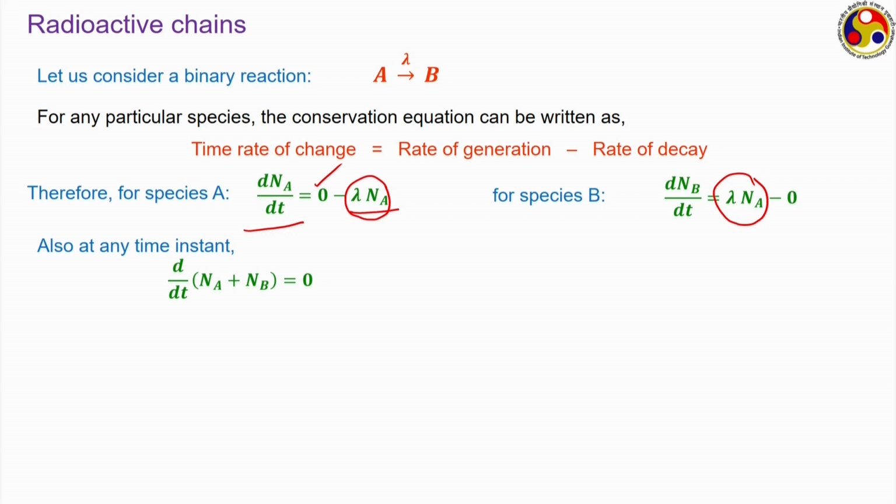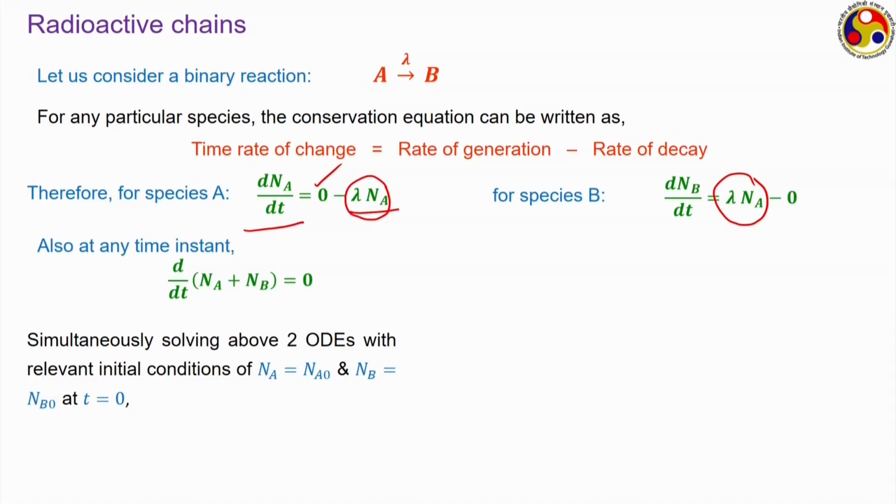And also at any time instant we can say that the time rate of change of the total number of isotopes present in the sample has to be equal to 0. This can be understood from common sense, because an isotope of B can be formed only because of the decay of the isotope A, and whenever there is decay of one isotope of A, we get precisely one isotope of B only. Therefore, the total number of isotopes remains constant inside the sample that we are talking about.